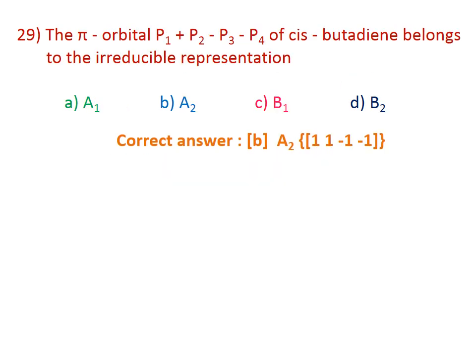29. The pi orbital p1 plus p2 minus p3 minus p4 of cis-butadiene belongs to which irreducible representation? Here you have to consider this molecule is C2v. This pi orbital belongs to the A2 irreducible representation in the C2v group: 1, 1, minus 1, minus 1. Therefore, the correct answer for this question is B, A2.